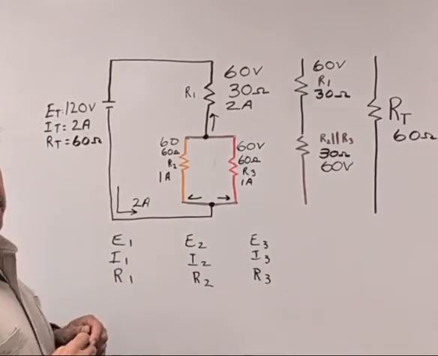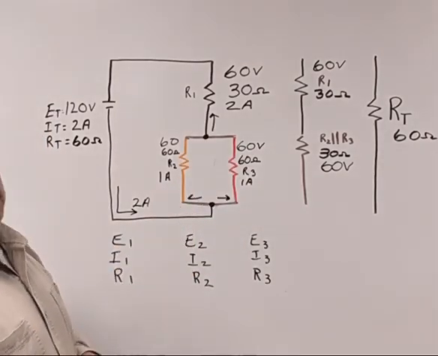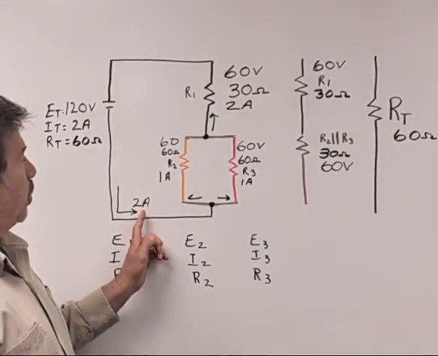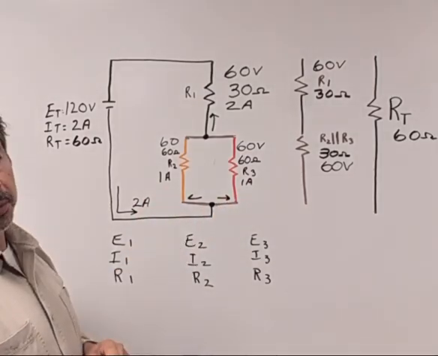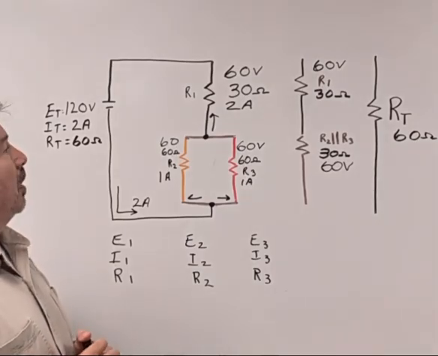Now I could have easily said, well, I know that they're equal. So if they are equal and I have 2 amps, they're going to split equally. But I wanted you to see it mathematically, okay?